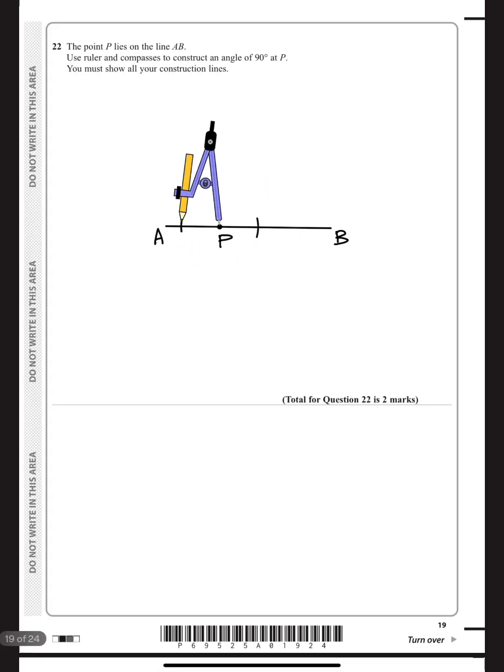You're then going to move that compass onto one of the arcs, open up that compass a bit more so it's over halfway of that line, and then make 2 construction arcs, one above the line AB and one below the line AB. You're then going to move the compass onto the other arc and make two more arcs, one above the line and one below the line.